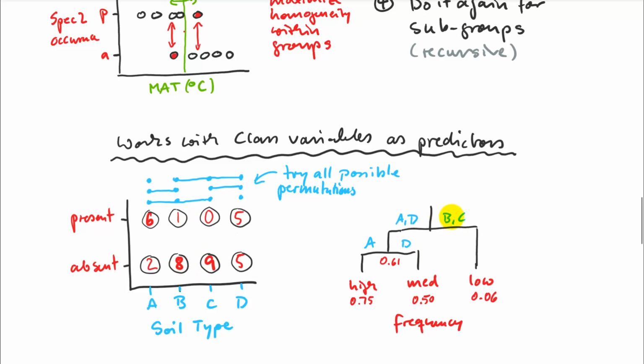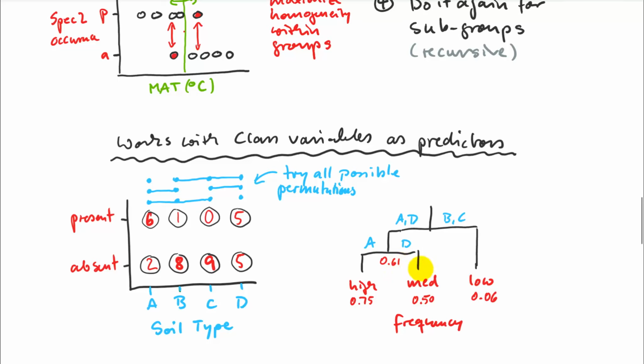If I arrive at the permutation where I look at group B and C versus A and D, that actually gives pretty clean groups, right? So if I combine B and C, that species is mostly absent here. I have only 1 presence. So that gives me a combined group with low frequency. And A and D are sort of intermediate, so 0.61.